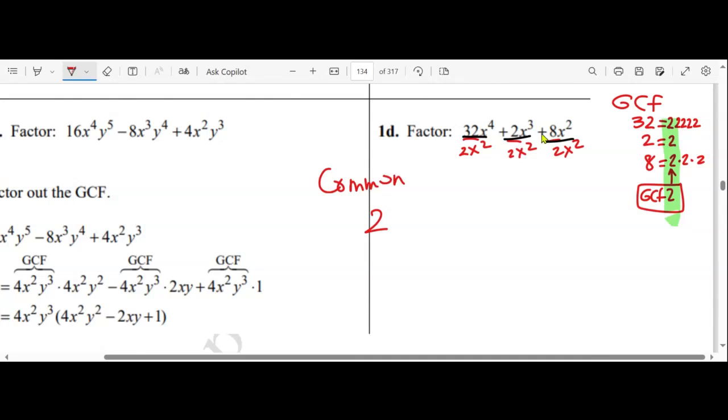X to the 4, x cubed, x squared. Which one is the lowest? So you divide all of them by 2x squared. So what do you get? 16. X what? Squared plus x. x plus 4. That's it. Okay. Move on.